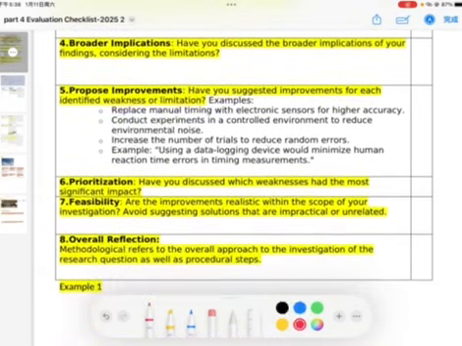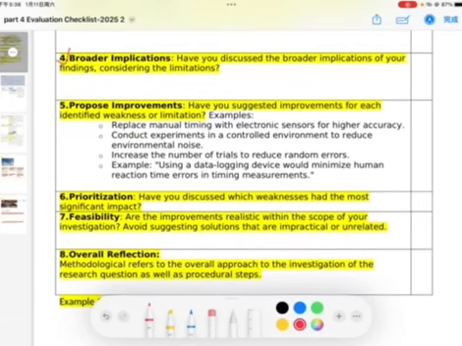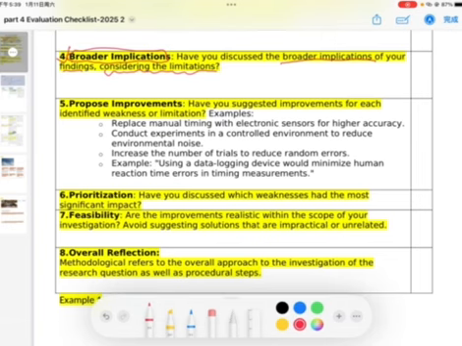Other than that, number 4, what else you can do is to talk about the broader implication. Okay, so have you discussed the broader implication of your finding, considering the limitation? After you have discussed the limitation, do you think that your result is reliable, is valid, is it able to apply to a broader implication, right? Because your conclusion is derived from a range of data, right? A range of data.